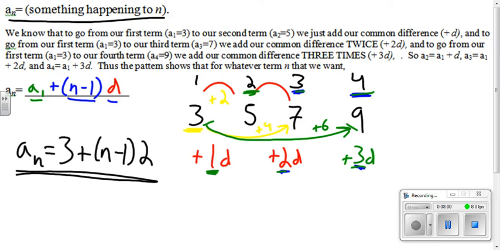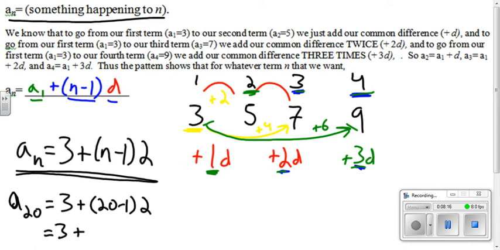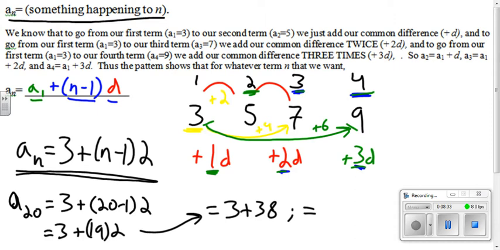So this is going to be our equation or our formula. Let's go back to what I had asked. We want a sub 20, our 20th term, equals 3 plus 20 minus 1 times 2. So we'd simplify that down and say 3 plus 19 times 2. And that equals 3 plus 19 times 2, which is 38. So we'd say in the end, a sub 20 equals 41.